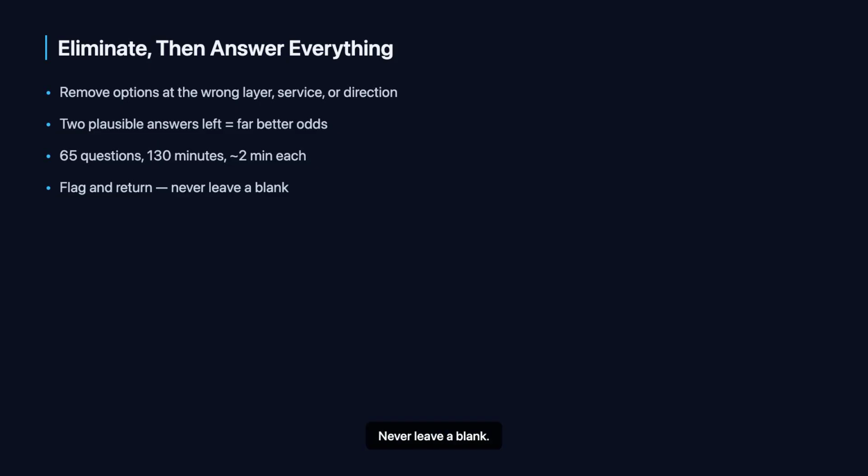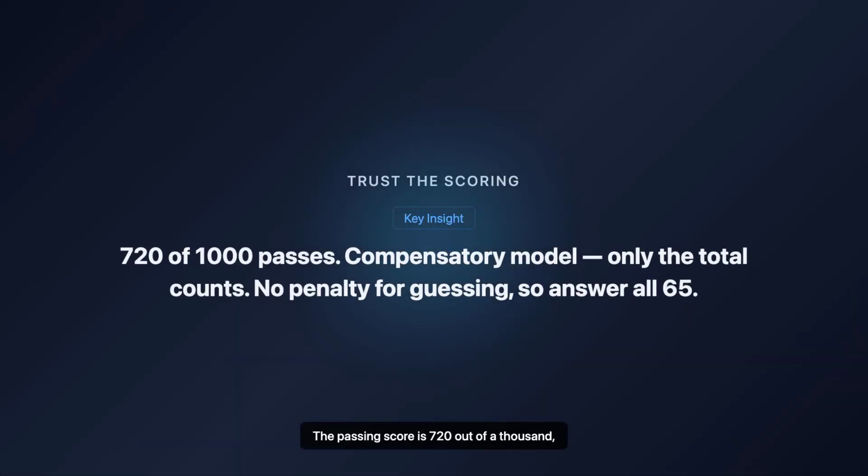Never leave a blank. The passing score is 720 out of 1,000, and it's a compensatory model, so only the overall total counts. You don't have to pass each domain separately. There's no penalty for a wrong answer, and 15 of the 65 items are unscored pretest questions you can't identify anyway. So answer all 65 as if every one counts, and guess when you have to.